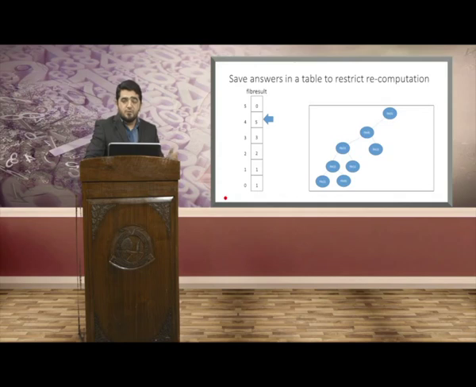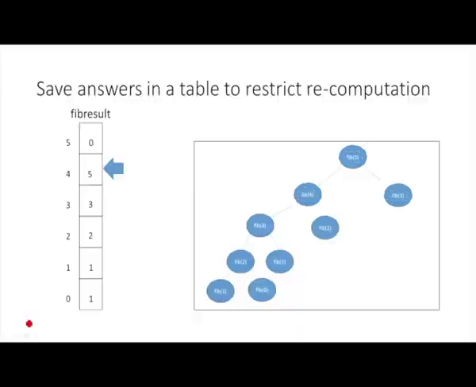Now, before computing the value of fib of 3 using recursive calls, again we will try to find whether we have already solved it in the array. And if we look at the array, fib of 3 already exists there. So finally, we get the value of fib of 5 and we store it in the array.